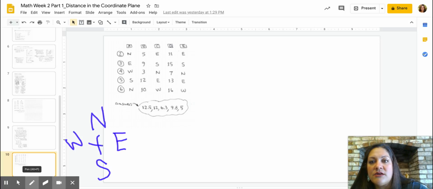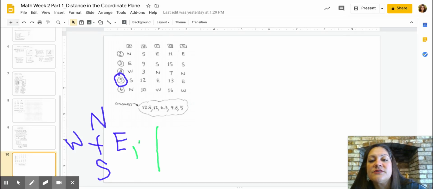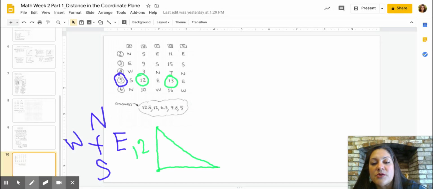And we are on number 5. Okay. So we're going to go south and then east. First, we're going south. And that was for 12. Shows me here. Now we're going east. And the final stop is going to be 13 miles away from where the bird started.